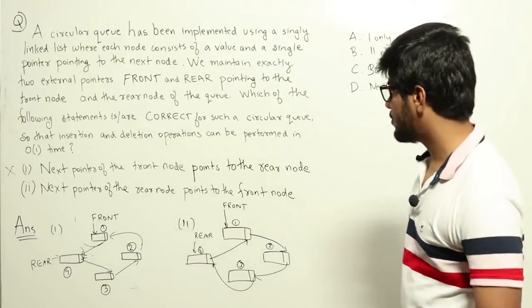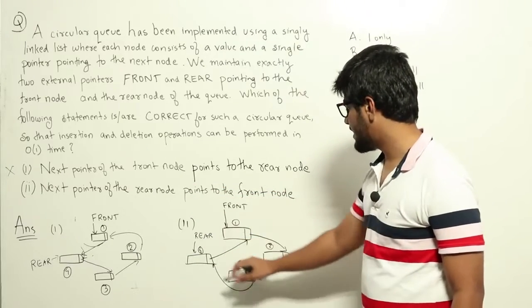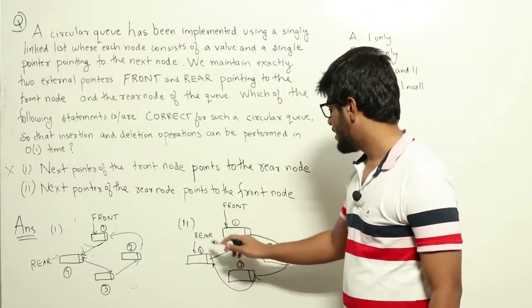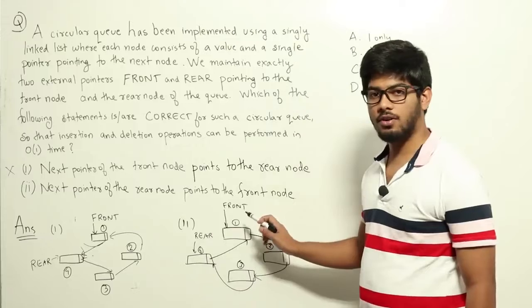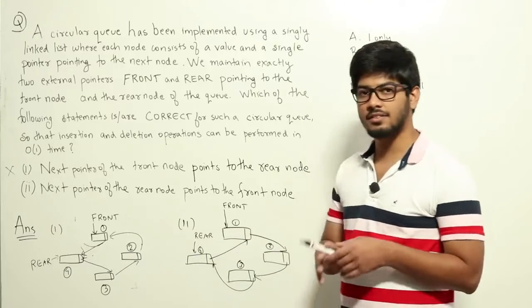Now we'll look at statement 2. Next pointer of the rear node points to the front node. So this is that implementation. Again, we have 4 nodes here. This is the rear node, this is the front node. Next pointer of the rear node points to the front node, meaning next pointer of the front node will point to node 2, this will point to node 3, this will point to node 4, etc.